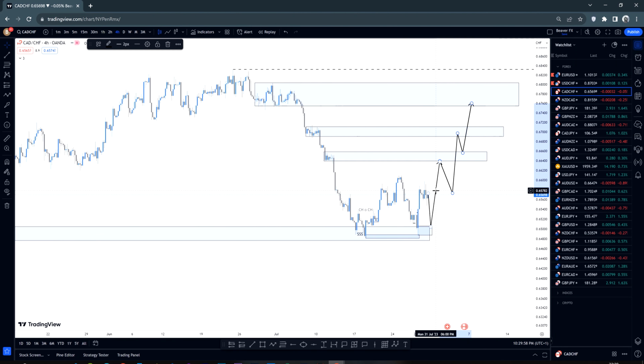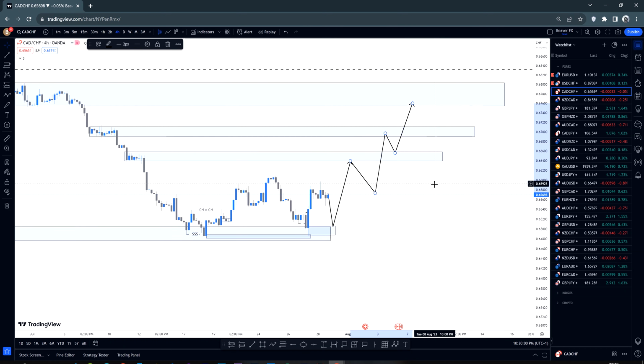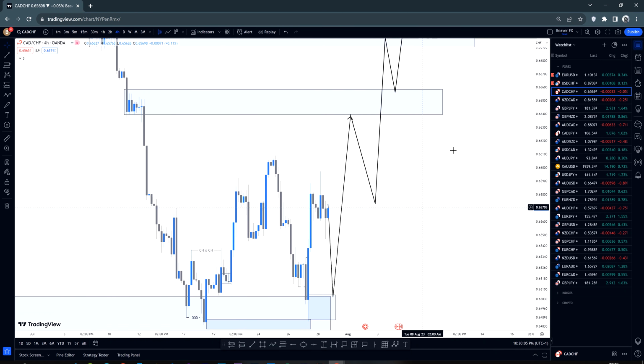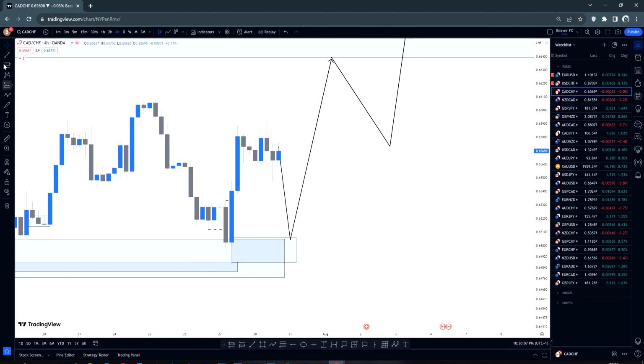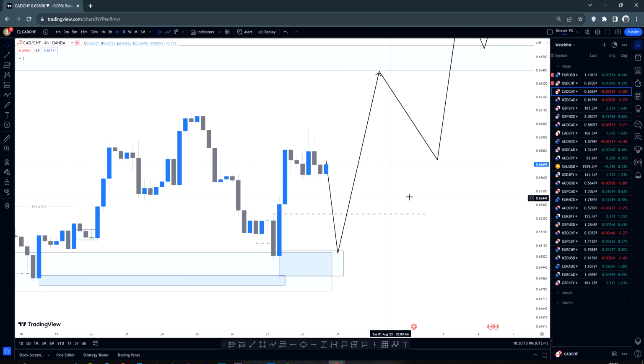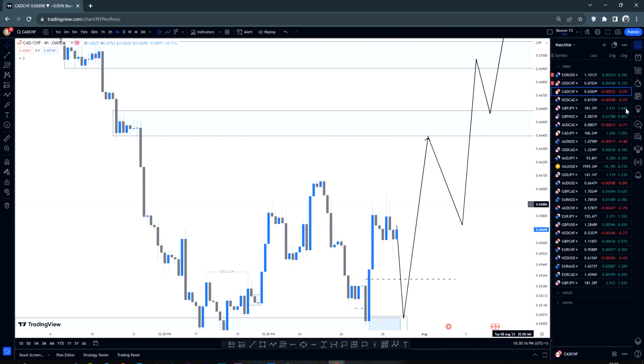So for this, be very watchful, careful, use your proper risk management. And if you look at the 4-hour time frame, you realize that this part here is actually another block on the higher time frame. So be very watchful and don't just take the trades blindly.